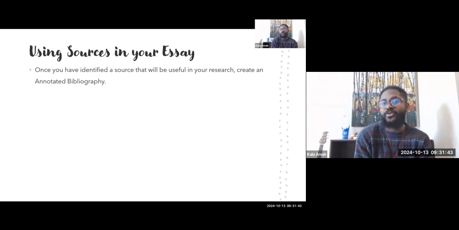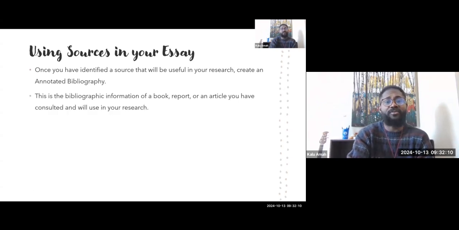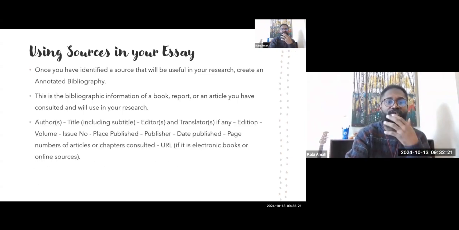Once you have identified a source that will be useful in your research, create an annotated bibliography. Most times people think an annotated bibliography is not necessary. But let's just go through its importance and why it's really necessary as a researcher. You keep it, especially if you're going to write a thesis or dissertation. So what do we mean by annotated bibliography? This is the bibliographic information of a book, report, or article you have consulted and will use in your research. So let's assume you found a material that will be instrumental in your research.